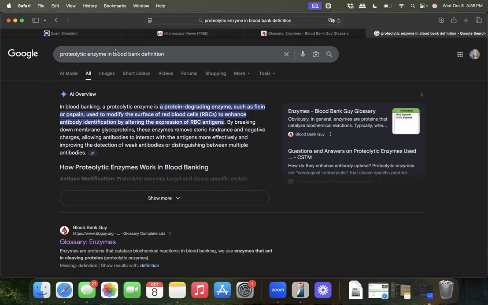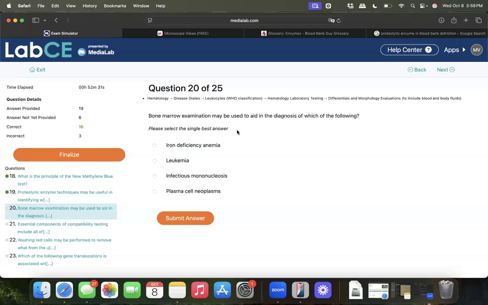So when we say that Duffy is destroyed, that means that the enzyme is degrading the protein structure of Duffy. So if I have an anti-Fya or anti-Fyb, it's not going to be able to attach to the Duffy antigen on those reagent red blood cells, because I'm destroying it by treating those red cells with ficin, papain, and what are the other ones? Bromelain. You know what I'm saying? Does that kind of make sense? Does that make a little bit more sense? So the enzymes are doing something to degrade the protein structure of that antigen. All right, back to the exam simulator.